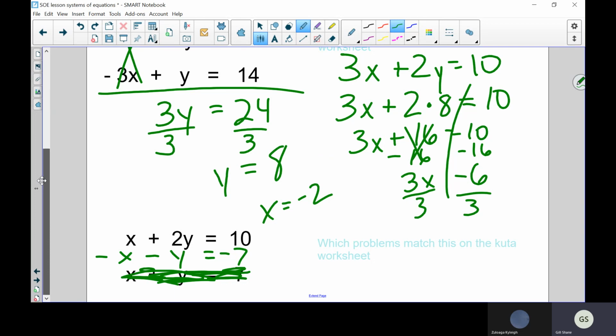So if you have the same number but you don't have opposite signs, you just need to flip every single sign in one of the equations. Don't do that in both equations, just one of the equations. Because you want them to cancel out, and now they will cancel out. Positive 1 and negative 1 will cancel out.